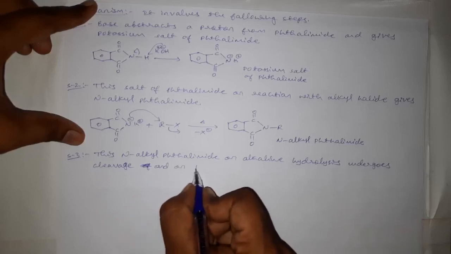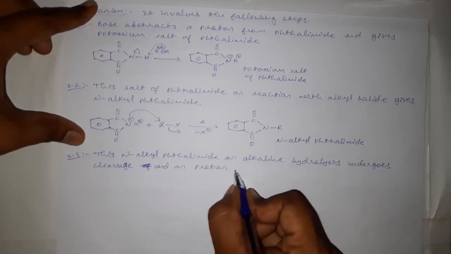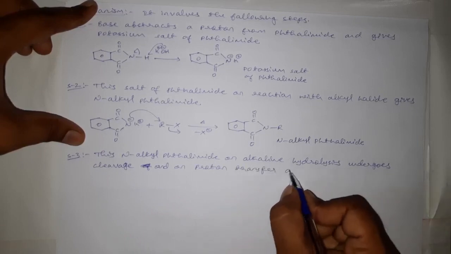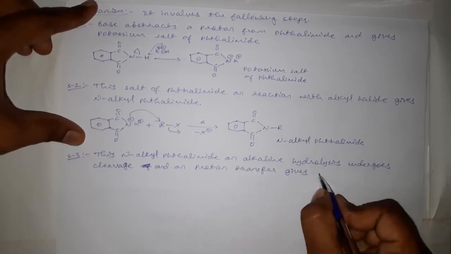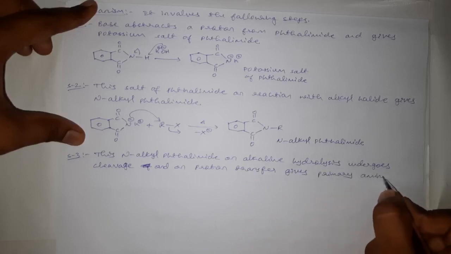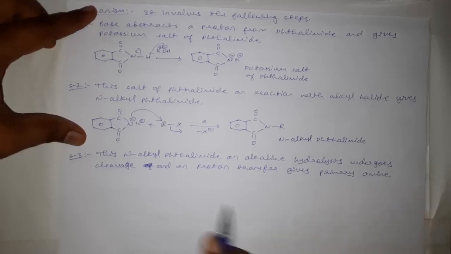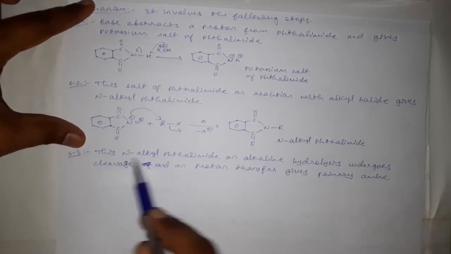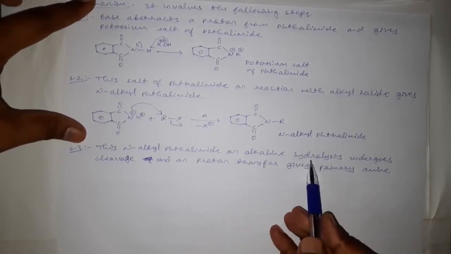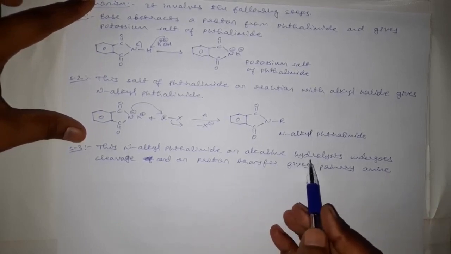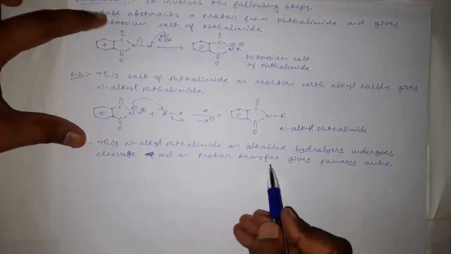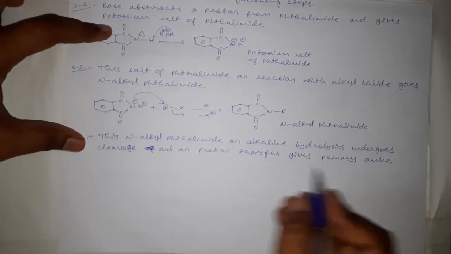and on proton transfer gives primary amine. Okay, the last step involves what? This N-alkyl phthalimide on alkaline hydrolysis, that is on the addition of aqueous sodium hydroxide, will undergo cleavage. Okay, and followed by the proton transfer, it gives primary amine.